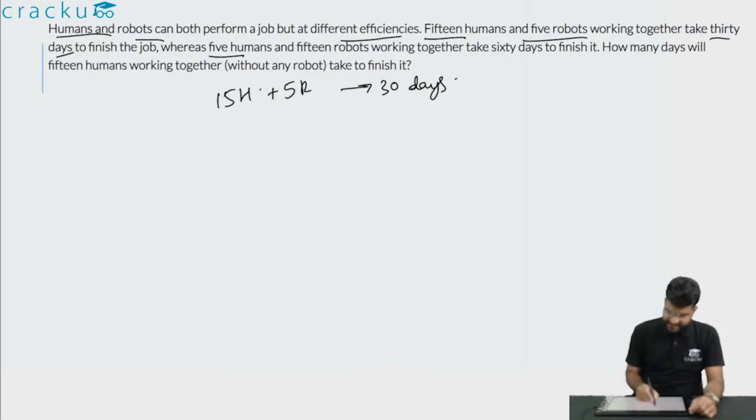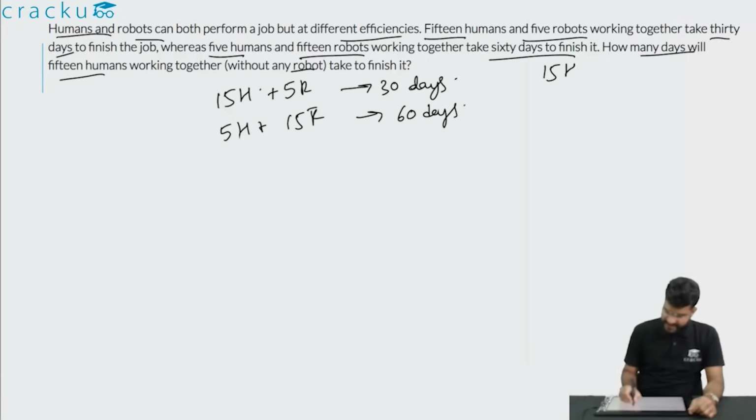Similarly, 5 humans plus 15 robots working together take 60 days. That is, 5 humans plus 15 robots take 60 days to finish it. How many days will 15 humans working together without any robot take to finish the work? So we need to find out how many days 15 humans alone will take to finish the job.